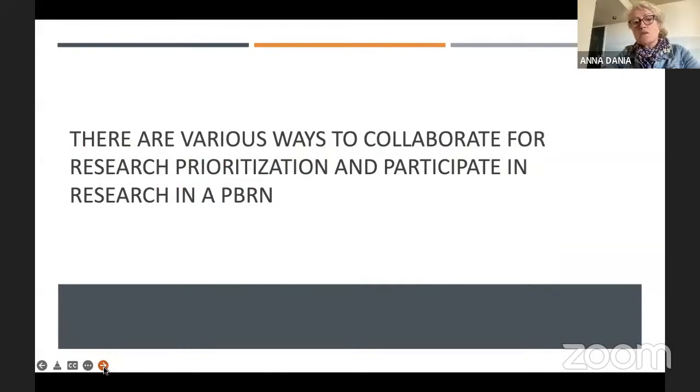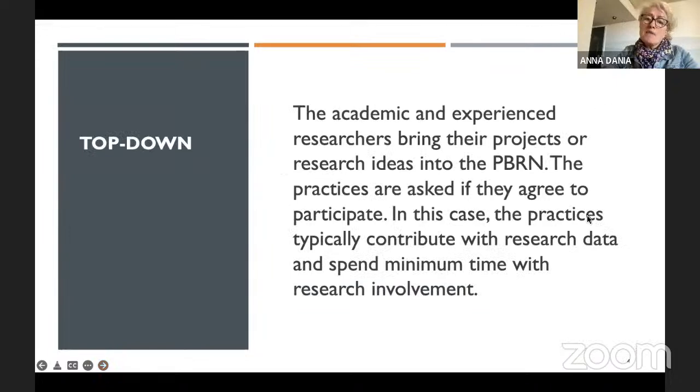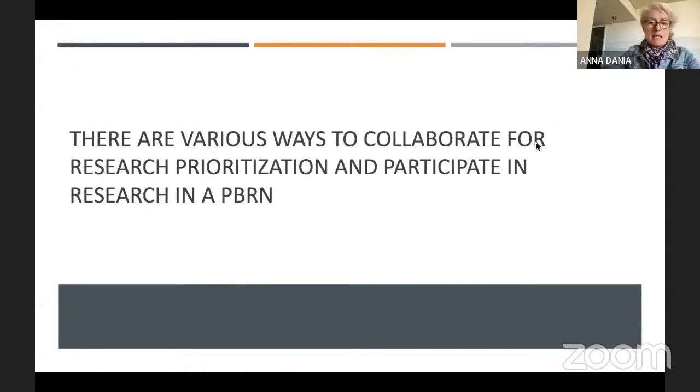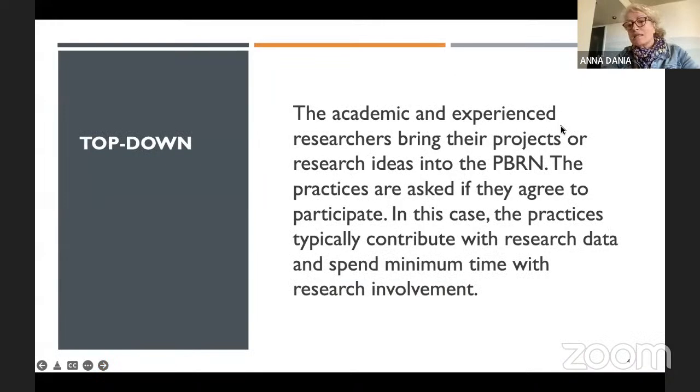I have planned to present various ways that academics and practitioners in the field collaborate for research prioritization and research participation in a practice-based research network. And I will start with that. First of all, we have academic-driven research, which is otherwise called top-down. In these cases, academic and experienced researchers bring the research projects or research ideas to the PBRN, and the practices and practitioners are asked if they agree to participate, and only if they agree to participate. And in this case, the practitioners in the field typically contribute only with research data, and they spend minimal time on research involvement.